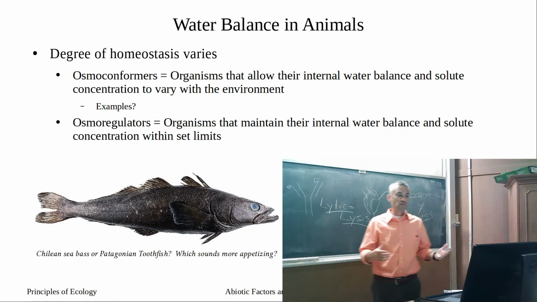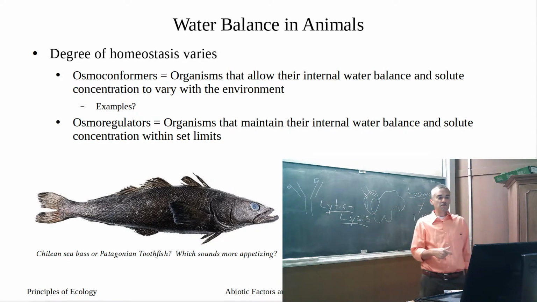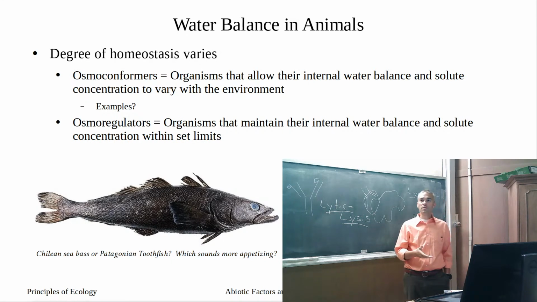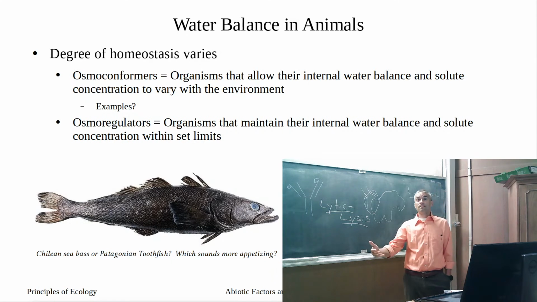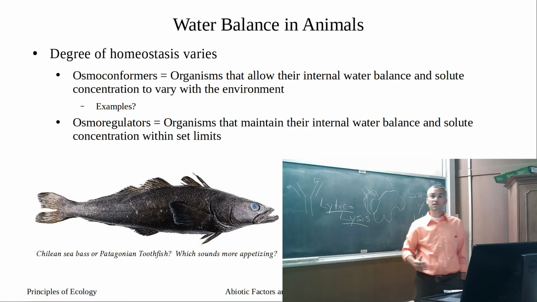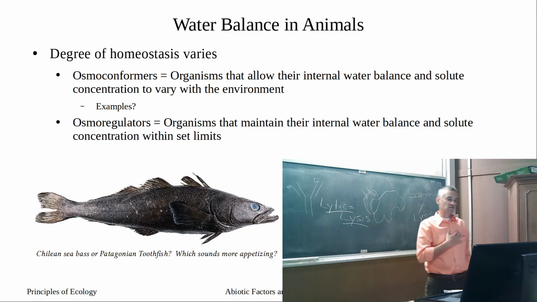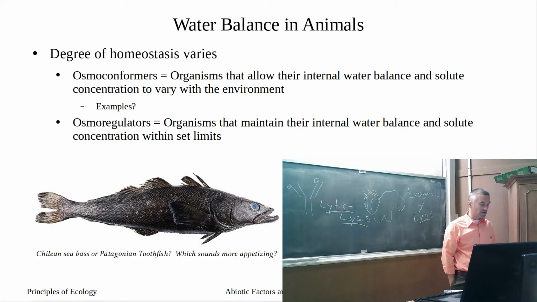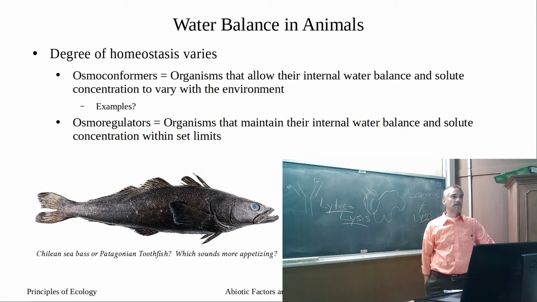So we have our osmoconformers. Those are going to allow their internal water balance and solute concentration to vary with the environment. So if you go into a saltier area, their body will adjust and become slightly saltier. They go into a less salty area, their internal conditions will adjust and become less salty. So what type of organisms are osmoconformers? You can name a fairly large group.